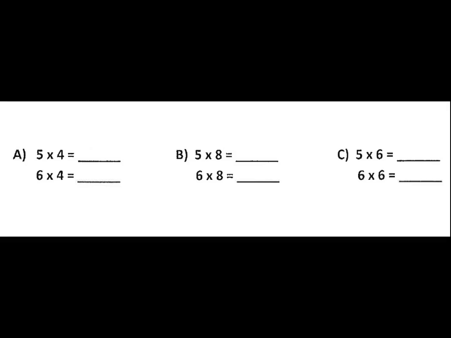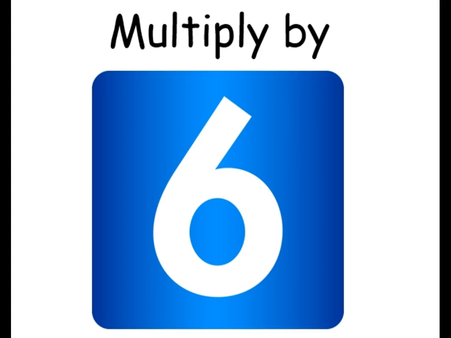This format shows that same strategy. To find 6 times 4, I would start with 5 times 4, which is 20, and just add on another 4, 24. To find 6 times 8, I'll think of 5 times 8, which is 40, add on another 8, which is 48. To find 6 times 6, I'll think of 5 times 6, which is 30, add on another 6, and I get 36. And these are all different ways you can practice multiplying by 6.